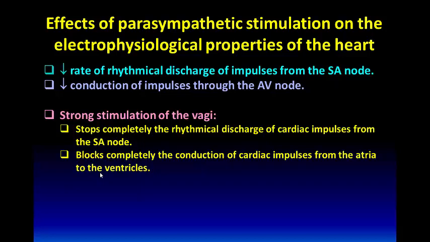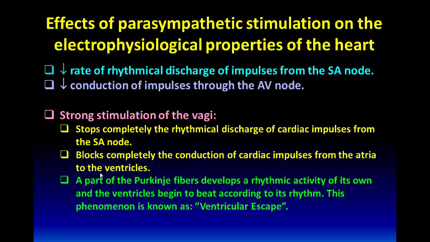He became awake again. How? Because a part of the Purkinje fibers develops a rhythmical activity of its own, and the ventricles begin to beat according to the rhythm of this part. This phenomenon is known as ventricular escape. So the ventricles have escaped the strong stimulation of the vagi by developing their own rhythmical activity.